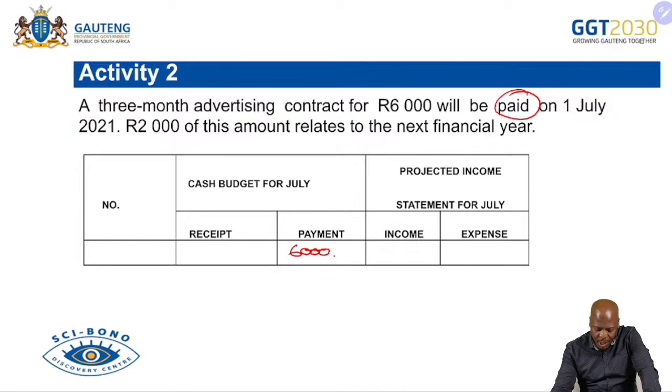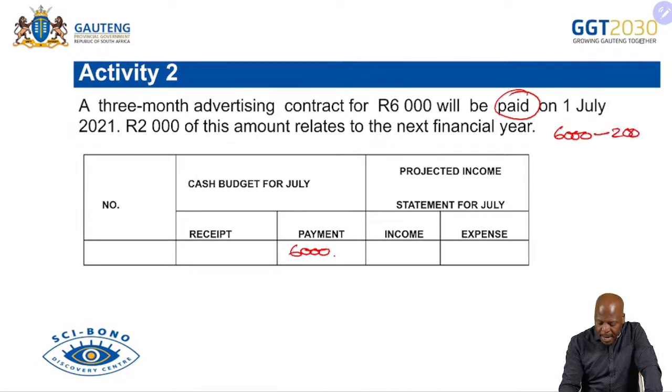And then I now need to come to my projected income statement. In my projected income statement, I want to know, do I record the 6,000 or the 2,000 or the difference? Remember, in the projected income statement, we have to relate with the expense that has been incurred in this particular period. The 2,000 relates to the next financial period, so it won't fall within this particular period in question. So I have to say the 6,000, which will be paid, minus the prepaid amount.